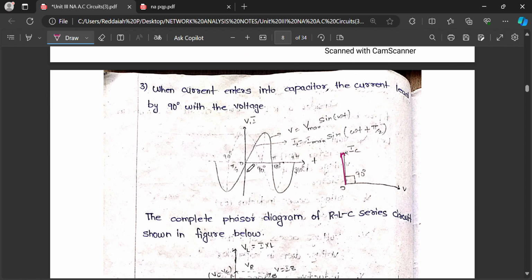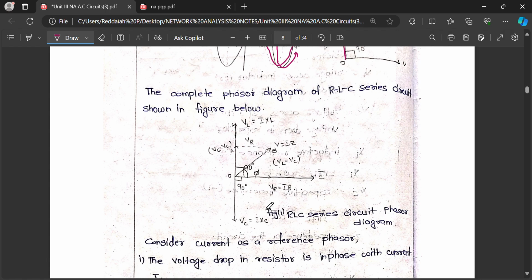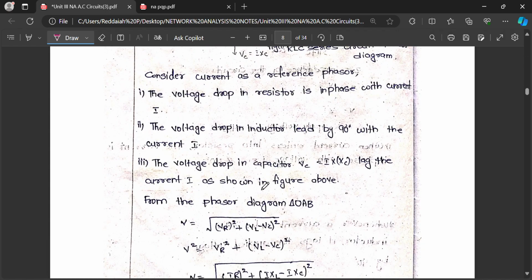Here, V equals V max sin omega t. Leading means it is already 90 degrees ahead. Where the voltage is 0, prior to this the capacitor current is already at 90 degrees. Here the capacitor current starts earlier. This one is called IC. The complete phasor diagram of the RLC circuit you can see here: VL minus VC, where VL is I into XL. This one, V equals I into Z.